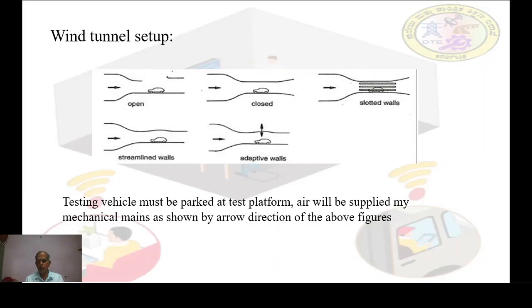Which vehicle you want to test, that vehicle must be parked at the test platform, means in a test portion. Air will be supplied by mechanical means as shown by the arrow direction of above figure. For study purpose and comparison purpose, we have to take the readings observed by the meters attached to the wind tunnel testing section.